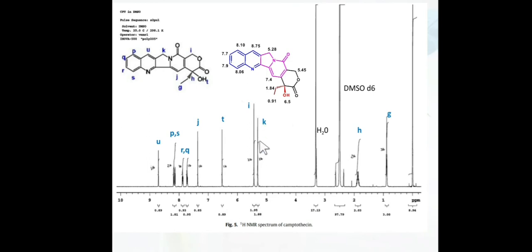Now the next is T, that is OH, which is attached to this ring. So we will discuss this later on. Again we have 4 aromatic protons as well as one singlet in the region of aromatic protons.